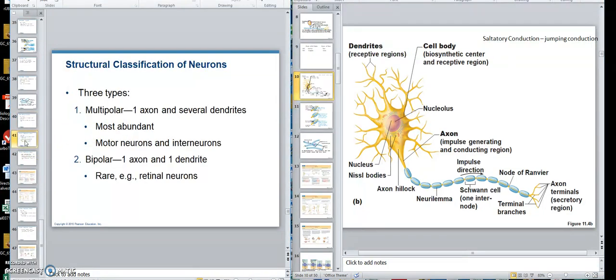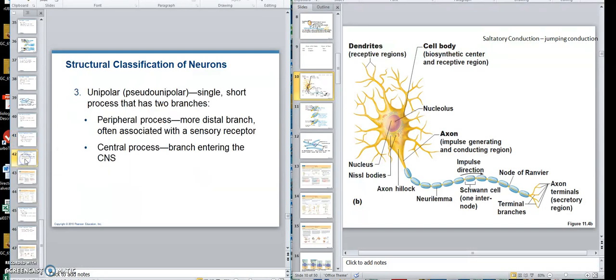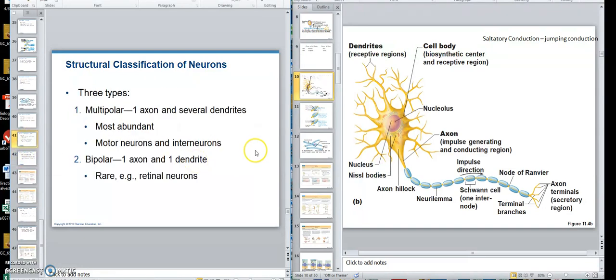Okay? The three types on a structural classification of neurons are the multipolar, bipolar, and what we'll call the unipolar type. So when we look at it, this is the most common, which is a multipolar. Several dendrites, one axon. Now, I want you to always know this. There can never be more than one axon to come off the cell body. So in a multipolar, it's not having a bunch of axons. It's having one axon and a bunch of dendrites.